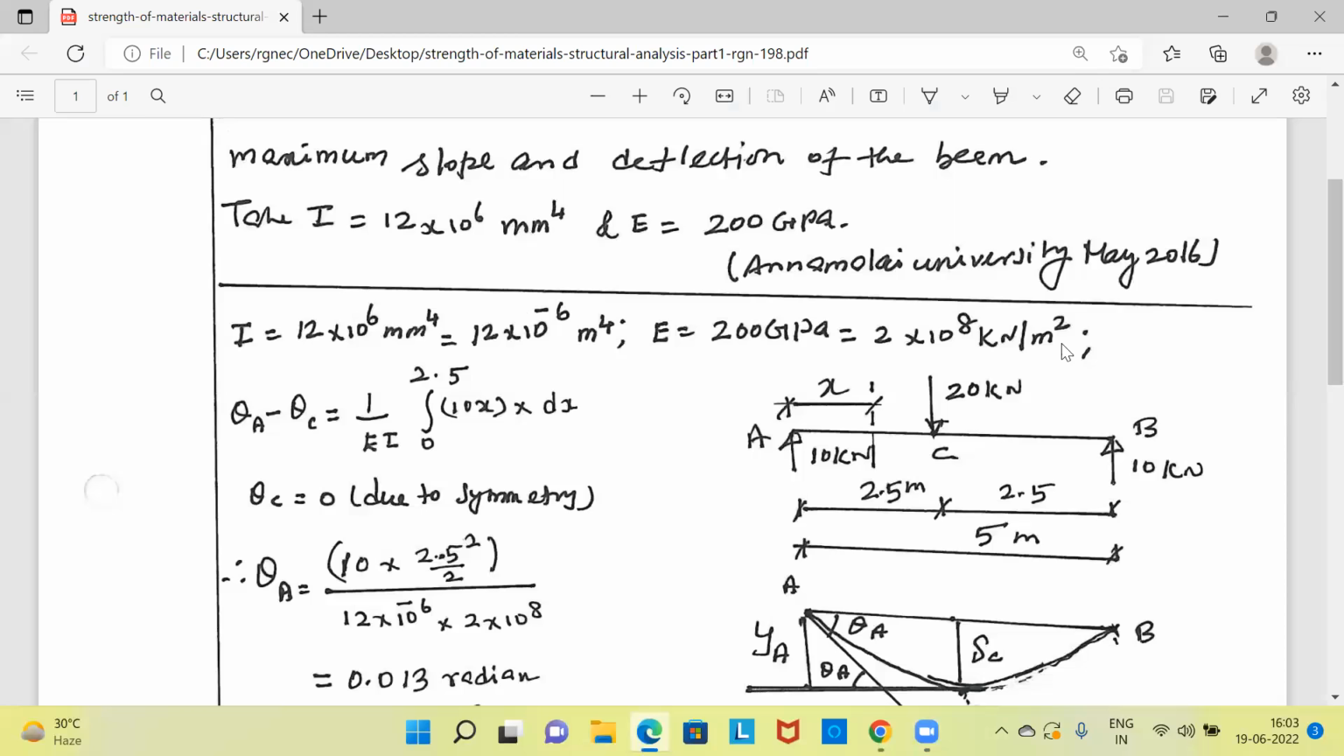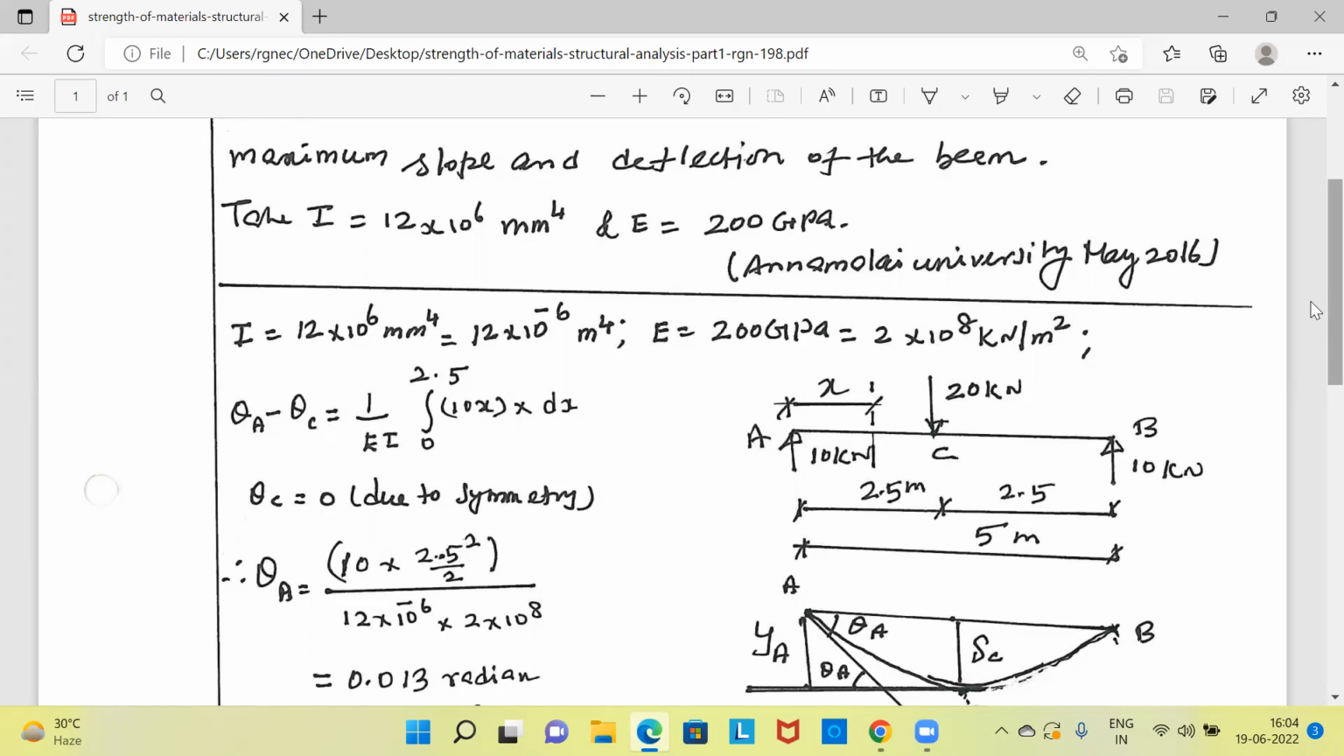Now, what is stated by Mohr's first theorem? If theta A and theta C are the slopes at the 2 points A and C, then theta A minus theta C is equal to 1 by EI times the area of the bending moment diagram between A and C.